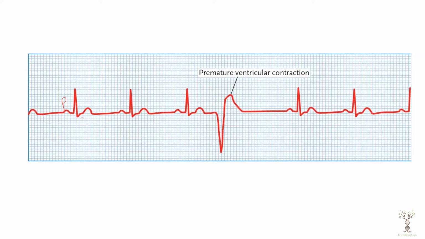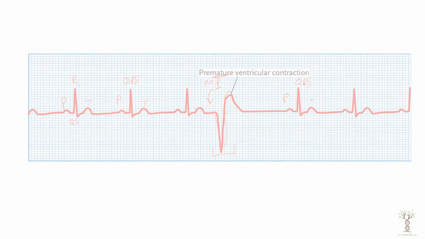This is what an ECG would look like if you had PVCs. Here we have our normal P wave, our normal QRS, and our T wave, and then P, QRS, and T. And then over here, we have this funny thing where the ventricles contract and there's no P wave. So the ventricles just contracted a little bit too soon, and it can give you a funny feeling, and then it usually just goes back to normal.